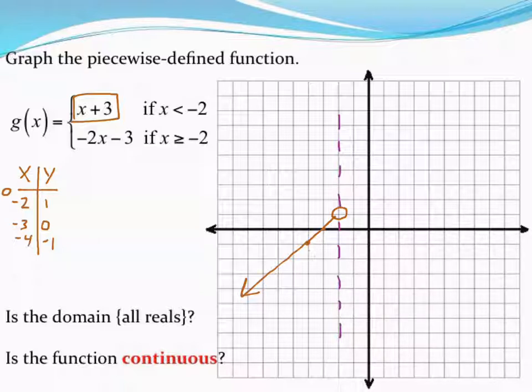The other piece of this function is this part of the line right here, -2x minus 3. So once again, I'm going to make an xy table, and I'm going to include that special boundary value to start with. I'm going to include -2 and make a note this time that x can be equal to -2. So I'll have a filled-in circle when I plot this point. And then I have to pick at least 2 numbers bigger than -2. So how about -1 and 0? Any 2 values are fine.